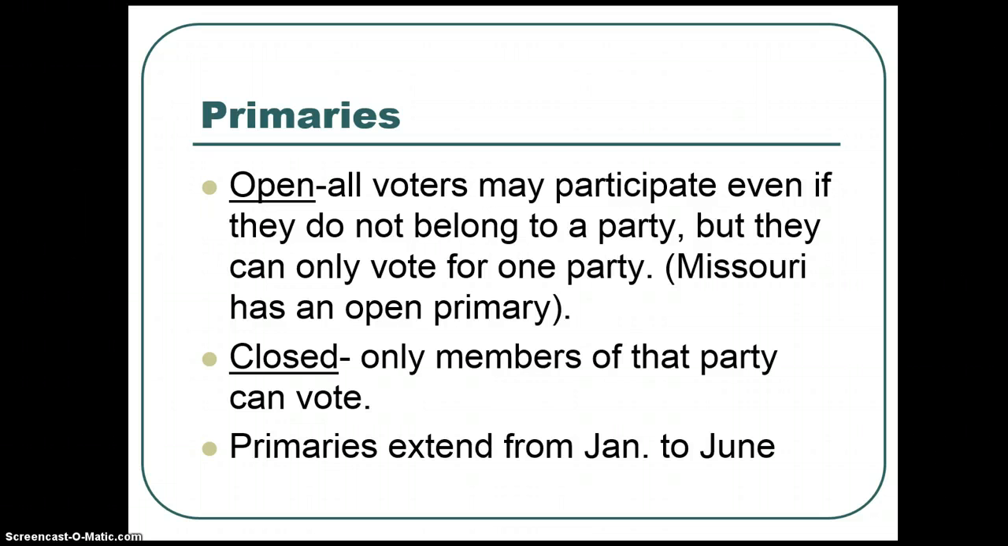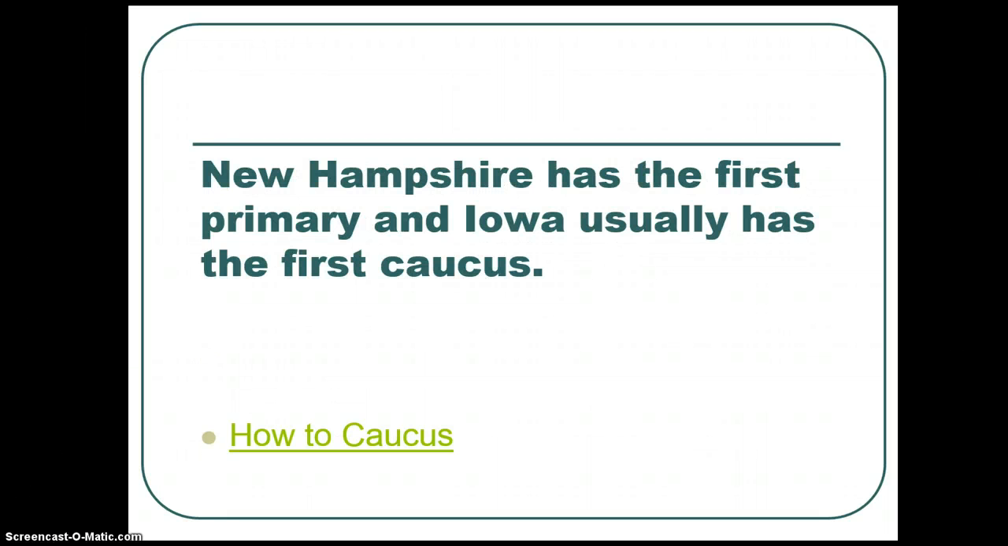And primaries are pretty long. They extend from January to June, the year before the election or the year of the election. So in 2016, starting in January, that's when the primaries and the caucuses will start. New Hampshire has the first primary and Iowa has the first caucus. These two states don't have much else going on besides the fact that they are very politically minded. And this is a big deal in New Hampshire and Iowa because it's the first, and so it kind of sets the stage for who is going to win the election.